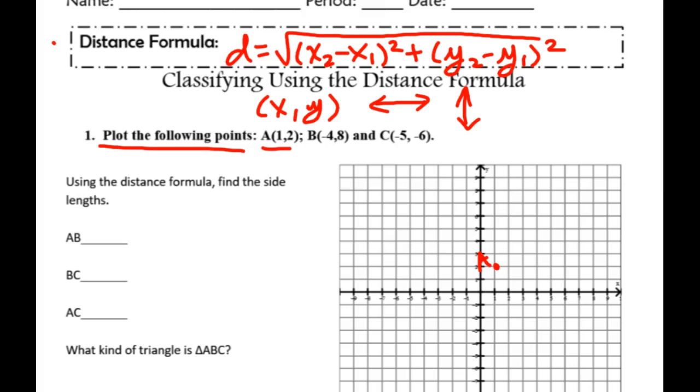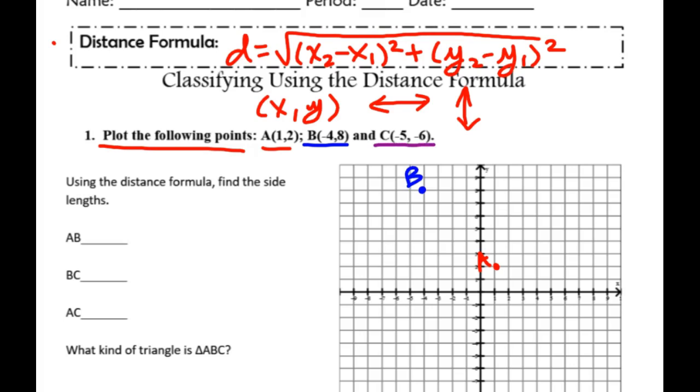And then for letter B, negative 4, 8. So again, left, right first. Negative 4 means left 4. 1, 2, 3, 4. 8 means up 8. 1, 2, 3, 4, 5, 6, 7, 8, because it's positive. Okay, so that's B.